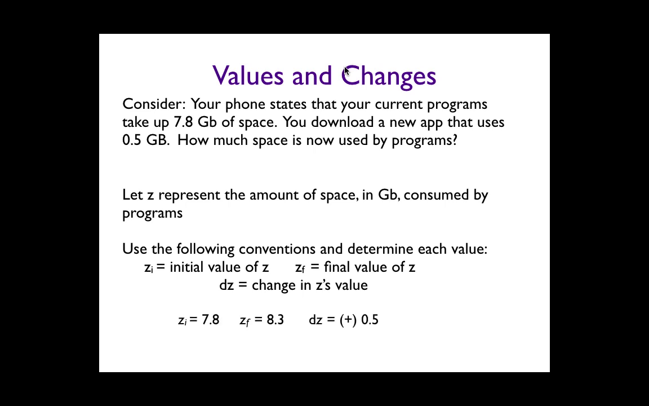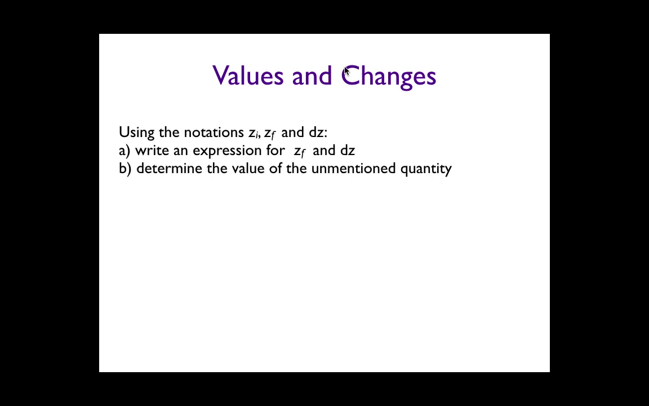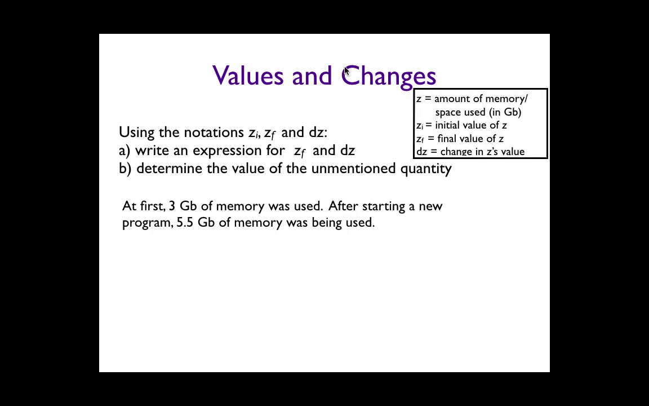So using the same notation, let's see, here we go. Second situation. So think about those same things. We're going to use Z here as an amount of memory or space, different in different examples here. But whatever this might be, at first, opening up my device, maybe it's a laptop, 3 gigabytes of memory is being used. After starting a new program, 5.5 gigabytes were being used. Think about, of those three quantities we were talking about last time, initial, final, and change, Zi, ZF, and DZ.